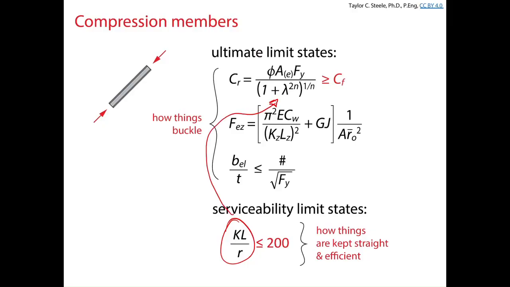When we think about limit states for compression members, we've got ultimate limit states, which includes local buckling, checking to see if you're going to get local buckling. And then you're going to make sure that your KL over r ratio is less than or equal to 200, and you're going to calculate that your compressive resistance is enough for the load present on the column.